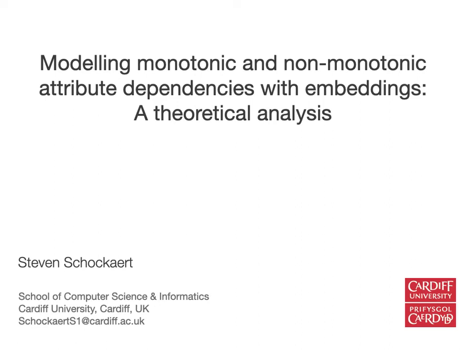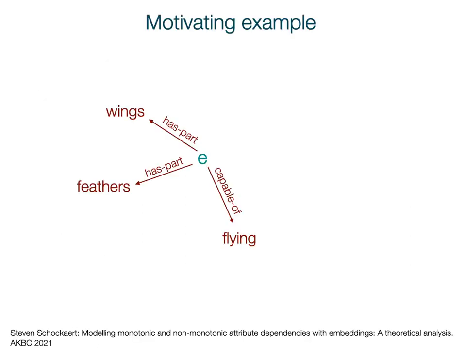So this paper is really about analyzing to what extent we can use entity embeddings for reasoning. Now, as a motivating example, we can think of inductive knowledge graph completion. So the idea is that we have a pre-trained knowledge graph embedding that has representations for entities like wings, feathers, and flying, and a pre-trained representation for relations like has part and capable of.